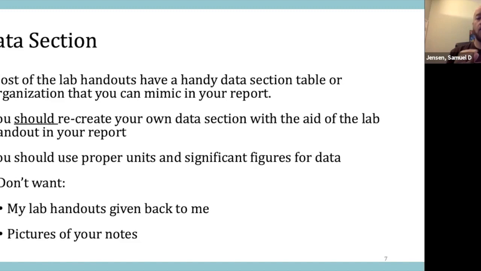Again, there are standardized data tables. So for the most part, I just don't want my PDF scribbled on and sent back to me, okay? Remake the data table in your own report sheet.